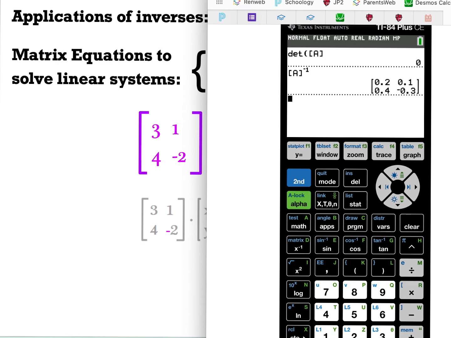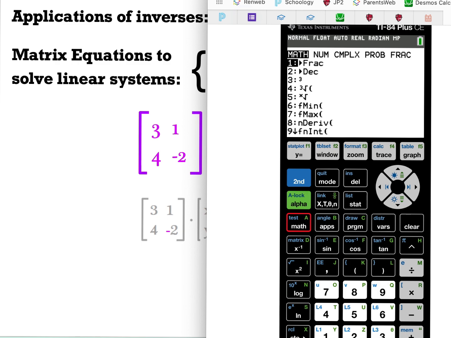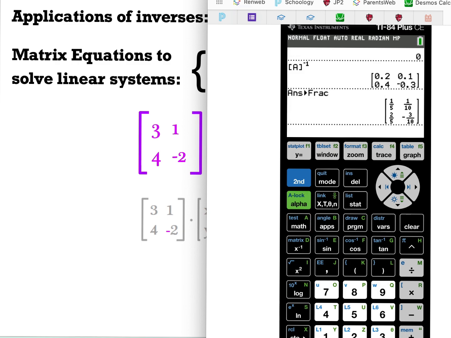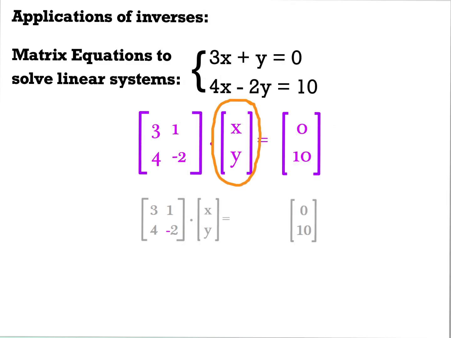If you'd rather see those as fractions, do you remember how to get decimals into fractions? Math frac? We can do that too. It'll change a whole matrix into fractions for us, if you'd rather see that in fraction form. So my plan here to cancel out the 3, 1, 4, negative 2 is to multiply both sides by the inverse.